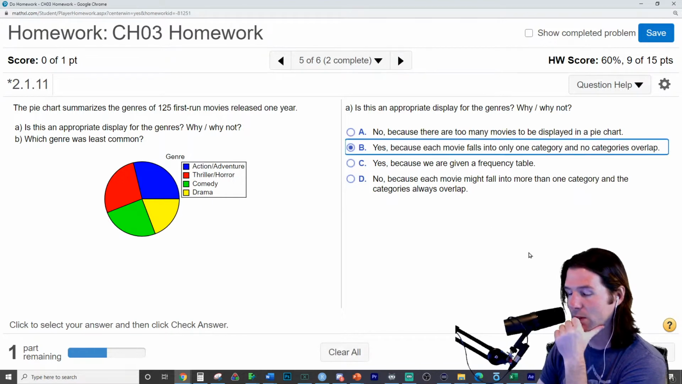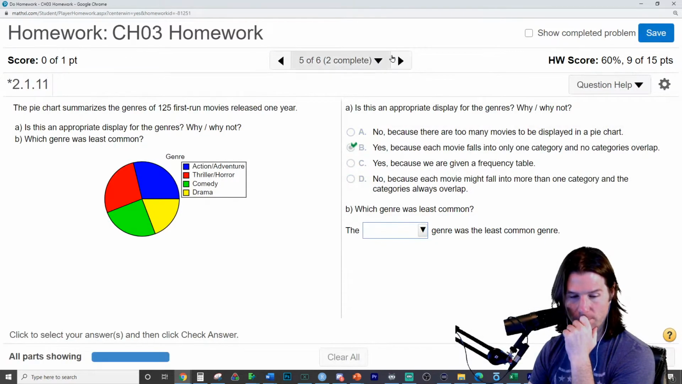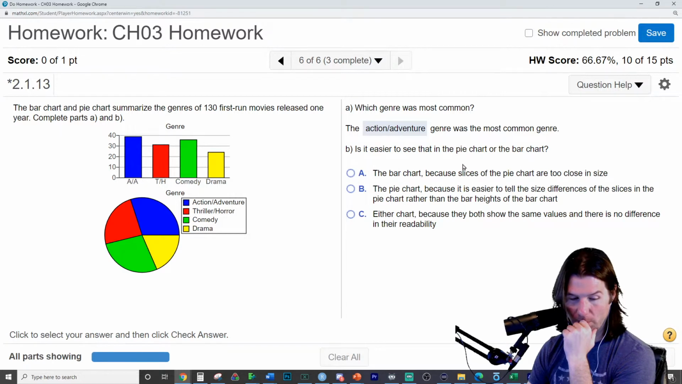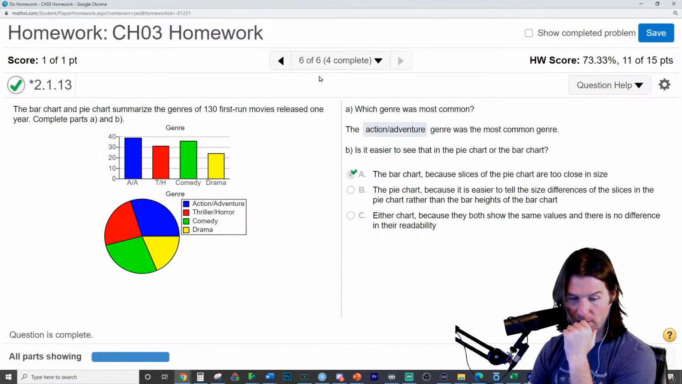Yes, because each genre falls in each category. What's the most common genre? It's hard to see. Oh, least common. Oh gosh, I was like, that's hard to see. What's the most common genre? It's going to be this, the adventure action. And which is it easier to see in? The bar chart. There you go. Bar chart's easier to see.